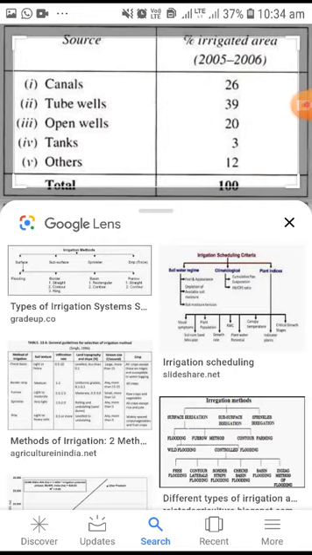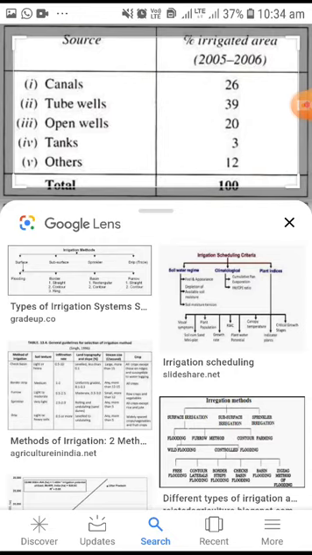So nowadays most people pour water using tube wells. Out of all these 100% different sources, tube well is one of the major sources, and it plays an important role for the irrigation of water in the crops.